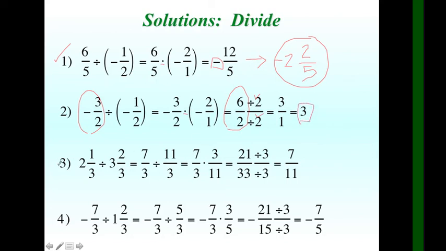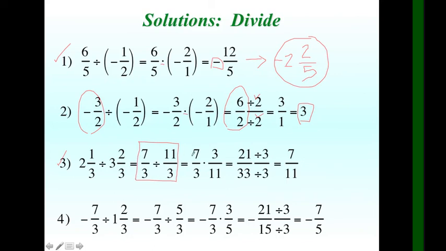Number 3. 2 and 1/3 divided by 3 and 2/3. So first, make them an improper fraction. So 3 times 2, 6 plus 1, 7. Then copy the denominator. 3 times 3, 9, plus 2, 11. Then copy the denominator. So we have now this expression.